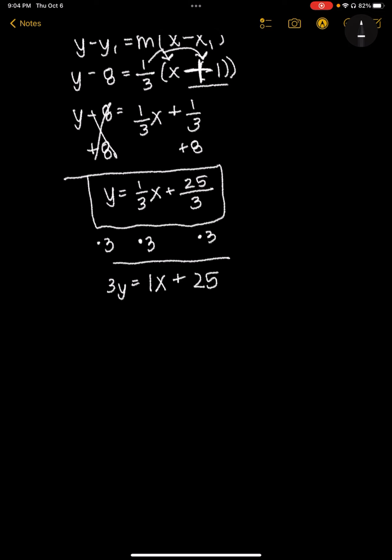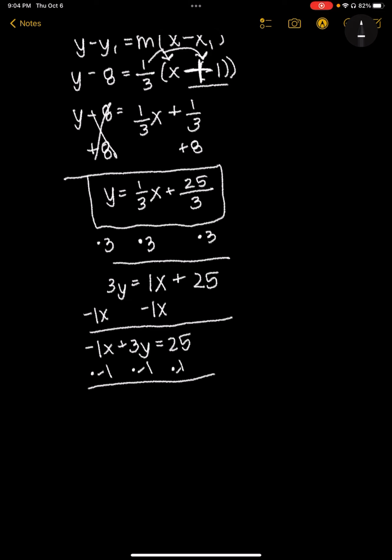Okay, now let's move the x over to the other side by subtracting it because we want the x and the y on the same side. So now I get -1x plus 3y equals 25. And same rules apply as last time. We don't want negatives in the front, so we're going to multiply everything by -1. And we would get 1x minus 3y equals -25. And that is your standard form.